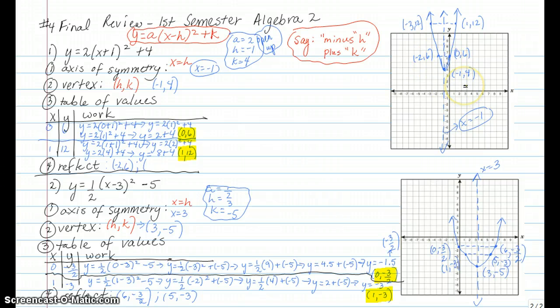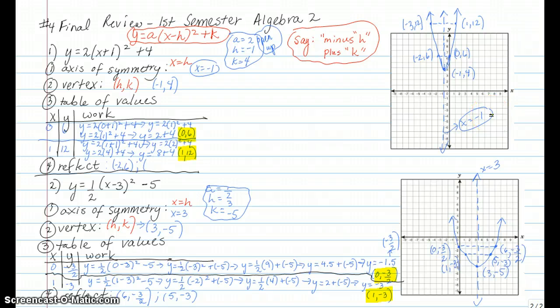Picking 1, we do go off the graph, and not by much though, so it's okay. We get 1, 12, and 1, 12 is 2 from the axis of symmetry on the right, so 2 from the axis of symmetry on the left is negative 3, 12. Okay, so we have our 5 points, and they are all labeled, as well as our equation for the axis of symmetry.